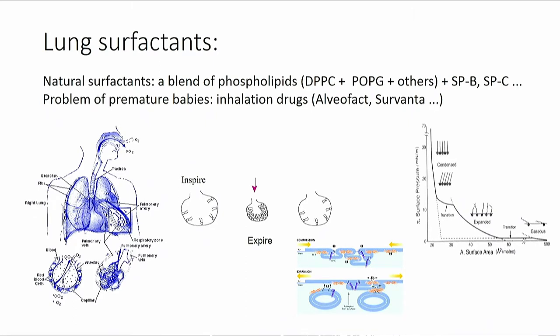Otherwise, if you had no surfactants, basically the lungs would collapse, because the minimum energy is when you have all the air out and all the liquid in. And to prevent this collapse, you have these lung surfactants, which are a mixture of phospholipids and other components, among which some proteins. And there are some problems related to this when you have newborn, premature babies, which are born too early. They don't have this natural surfactant, so they wouldn't survive. They couldn't breathe in air. And you have to provide them with some drugs, inhalation drugs, that substitute the natural surfactant so that the premature baby can start breathing. So there's some research going on this.